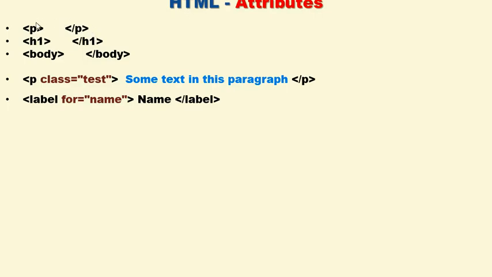Now, before we do that, let's do a little bit of a rehash on elements and tags. As we know, elements are made up of two tags, an opening tag and a closing tag. And what do these elements do? They tell the browser something about the information that is between these two tags. So the paragraph element will tell the browser that there's some text here. The heading element will tell the browser that there's a heading here. And the body will tell the browser that everything that's inside the body will make up the actual web page. So at a basic level, that's what elements do.